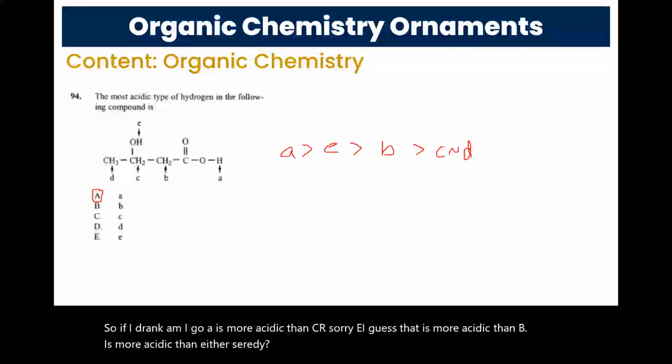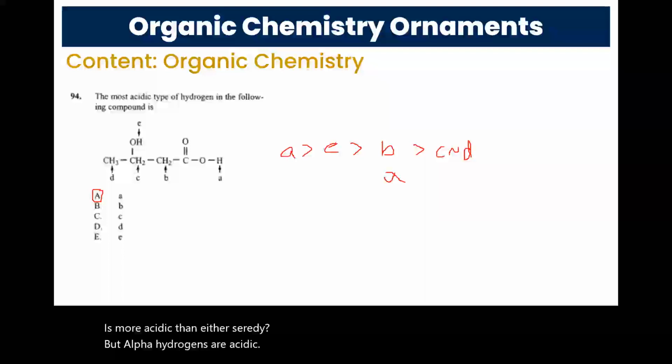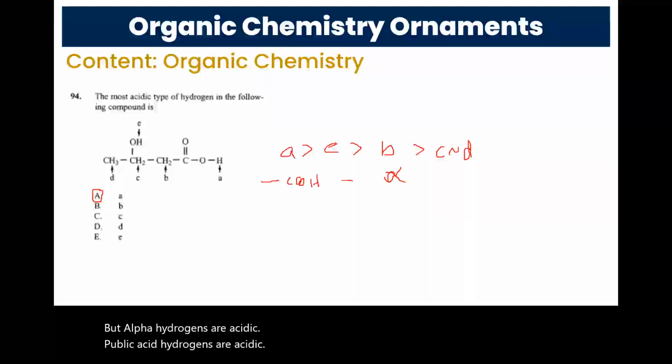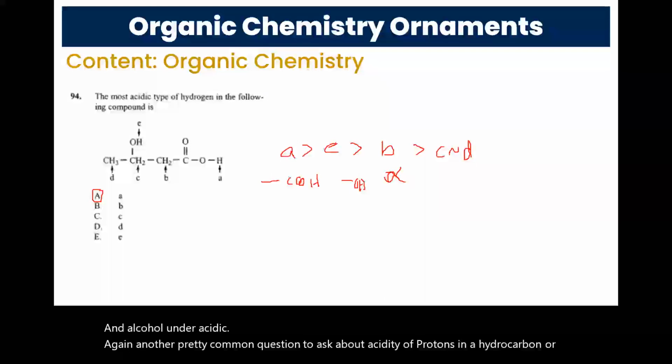But alpha hydrogens are acidic. Carboxylic acid hydrogens are acidic. And alcohol hydrogens are acidic. Again, another pretty common question to ask is about the acidity of protons in a hydrocarbon or hydrocarbon-based structure.